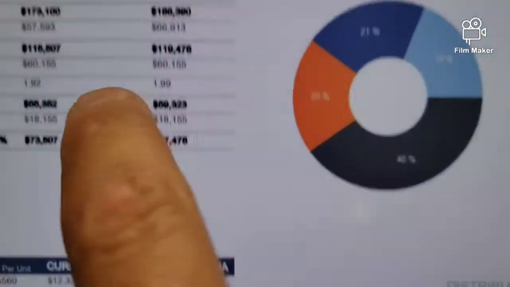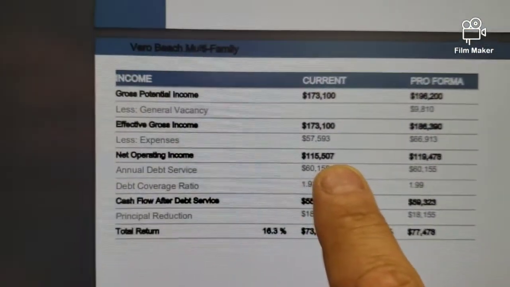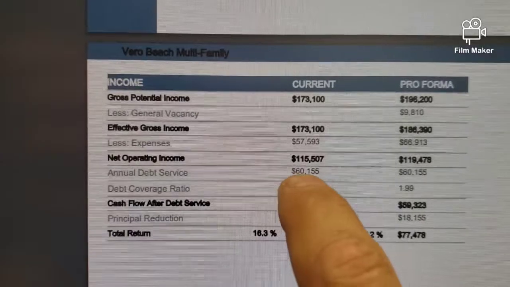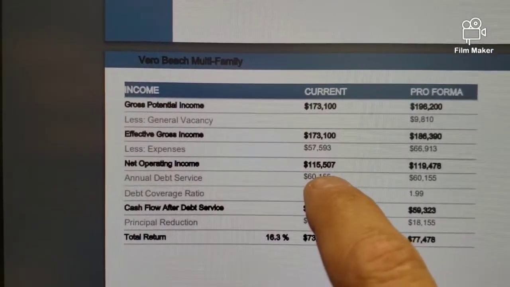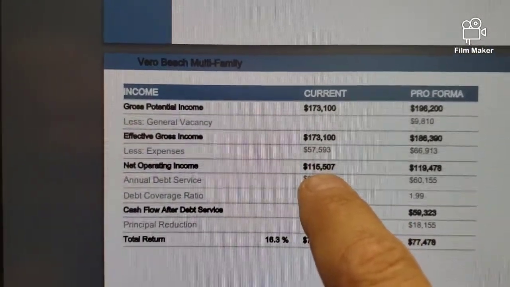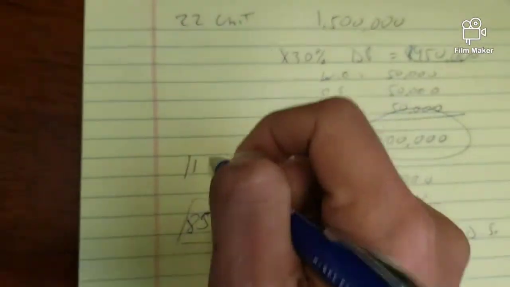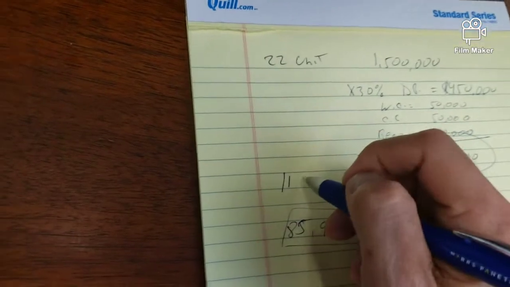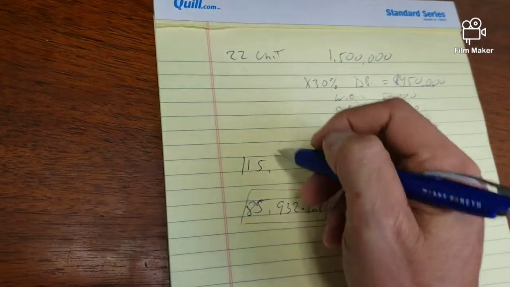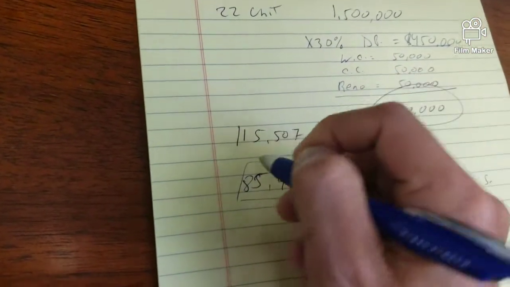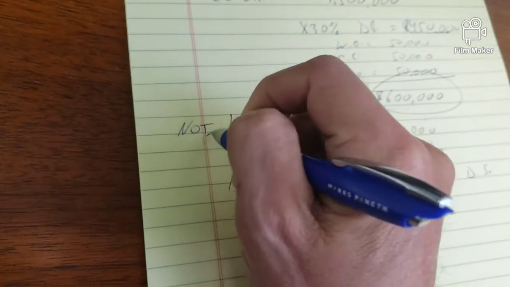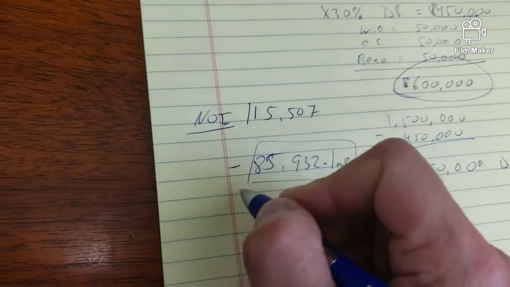Okay, so now we also want to see what their NOI is. Their NOI is $115,507. So we know that the NOI is the income minus all the expenses excluding the debt service. Debt service we're going to calculate; we calculate a different debt service. So we got 115. We're going to write that down over here: 115,507. Now we know this is the NOI, so that's all the expenses except the debt service.